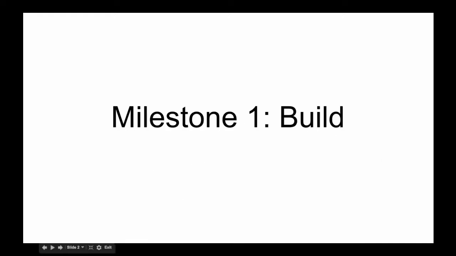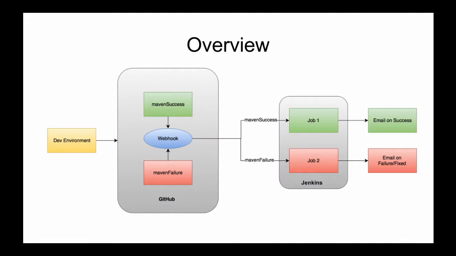For milestone 1 build, we use a Jenkins build server with 2 jobs to track 2 Git branches. The jobs get triggered via webhooks on Git push based on the branch. We set up email notifications as the post build activity for each job with custom messages.